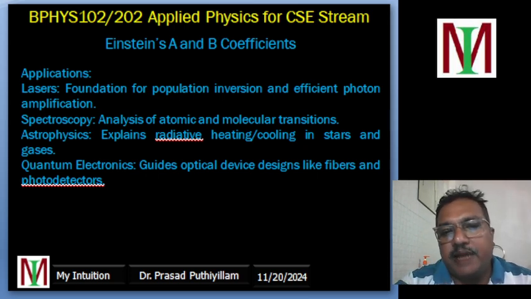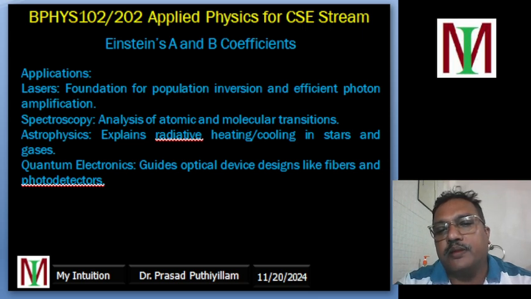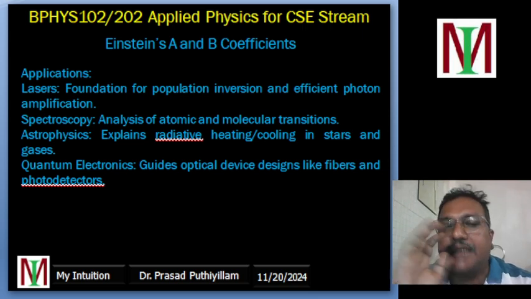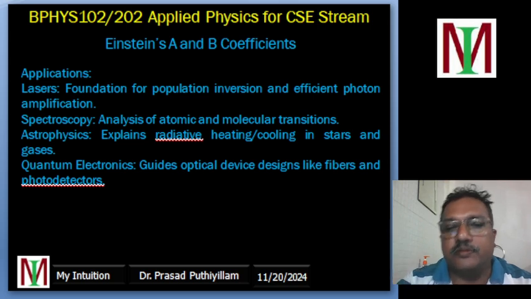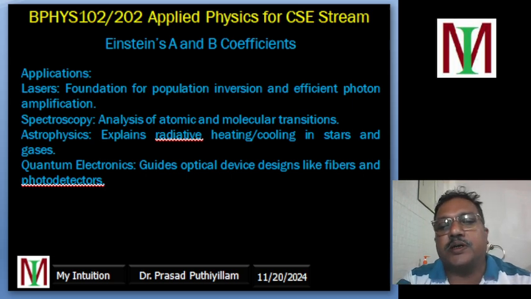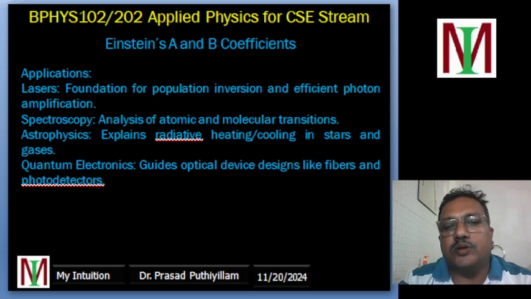Therefore, Einstein's A and B coefficients just started as an idea to explain how light and atoms interact, or how they behave. It helped us to build the lasers which power the industries, the spectroscopy to study materials and gases, to understand the stars, the universe, and all of astrophysics, as well as creating advanced optical devices used in present quantum electronics.